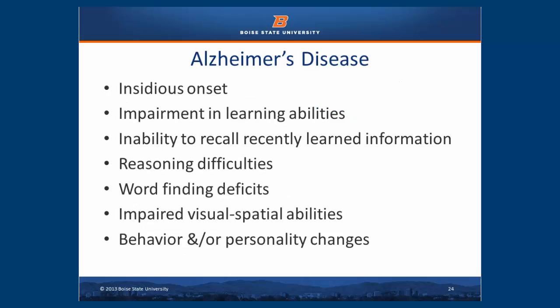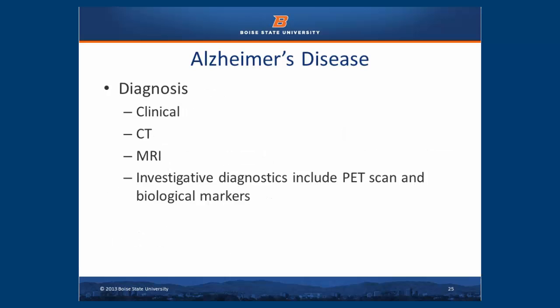Alzheimer's disease may be difficult to diagnose early on, as patients may be able to correctly respond to general questions and symptoms can be vague. It has insidious onset, which makes it more difficult to diagnose, but the hallmark symptoms are impairment in learning abilities, inability to recall recently learned information, difficulties with reasoning, word finding deficits, impaired visual spatial abilities, and behavior and personality changes. The only definitive diagnostic to date for Alzheimer's is the identification of pathology in the brain on autopsy.